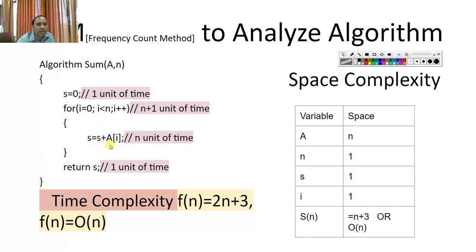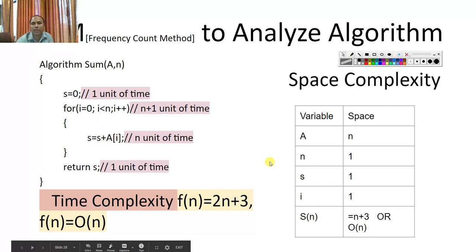And here again the statement written inside this for loop will always run n number of times, and at the end this return s statement will get executed 1 time, right? So the total time taken by this particular algorithm is 1 plus n plus 1 plus n plus 1. That leads to f of n equal to 2n plus 3. Now here you see all these are constant values, 2, 3, we can ignore, right? So that's why the time complexity of f of n is equal to order of n.